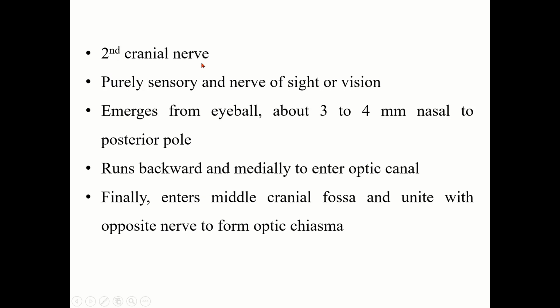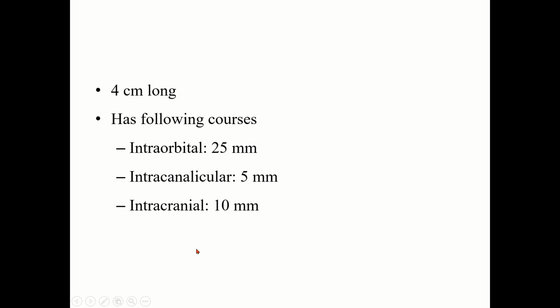So the optic nerve is the second cranial nerve, purely sensory, emerges from the eyeball about 3 to 4 millimeters nasal to the posterior pole, and runs backward and medially to enter the optic canal. Finally it enters the middle cranial fossa and unites with the opposite nerve to form the optic chiasma. It is almost 4 centimeters long. The intraorbital part is 25 millimeters, the intracanalicular part is 5 millimeters, and the intracranial part is 10 millimeters.